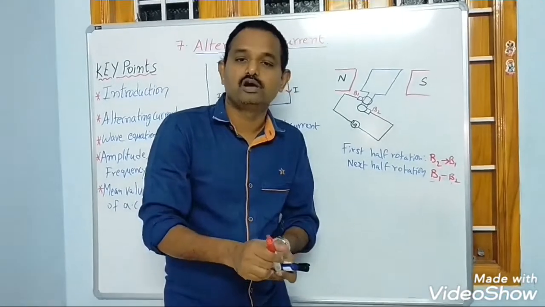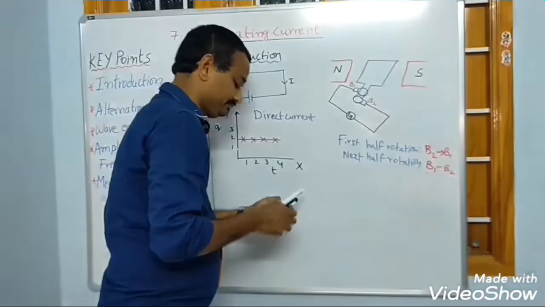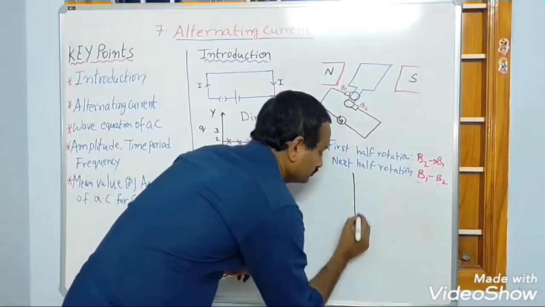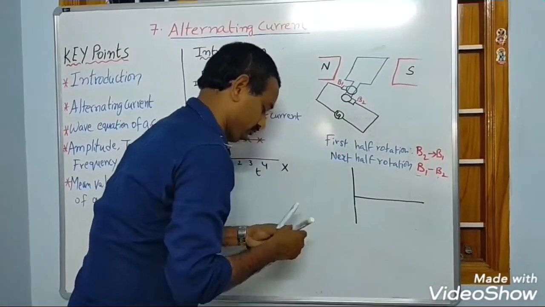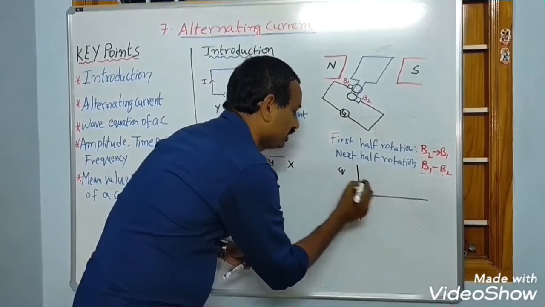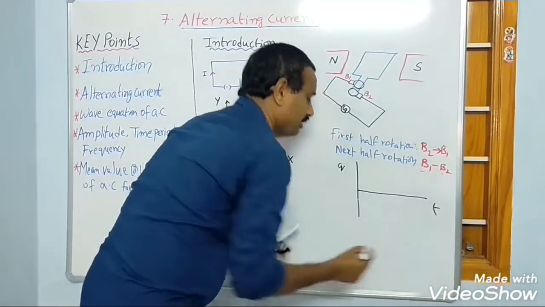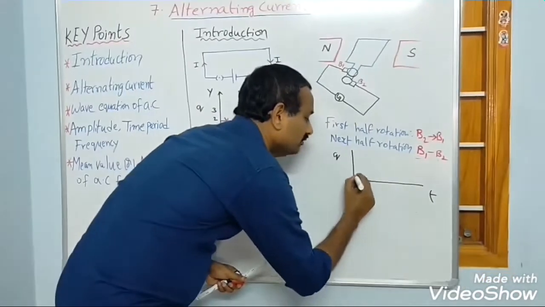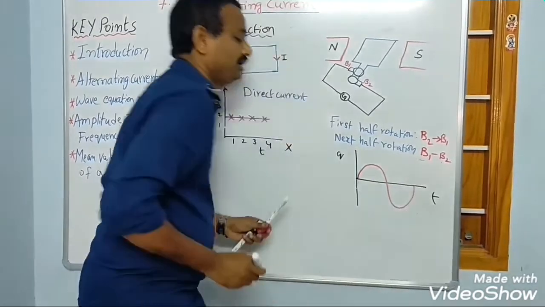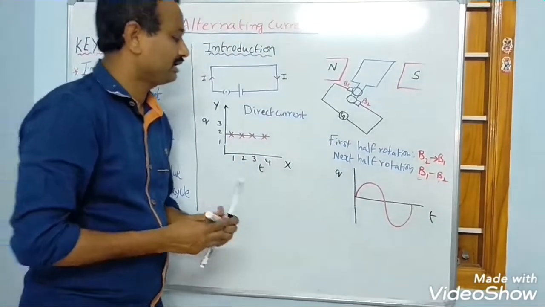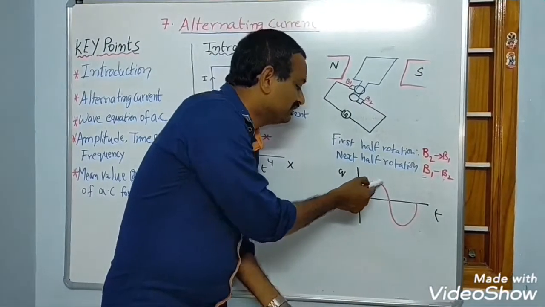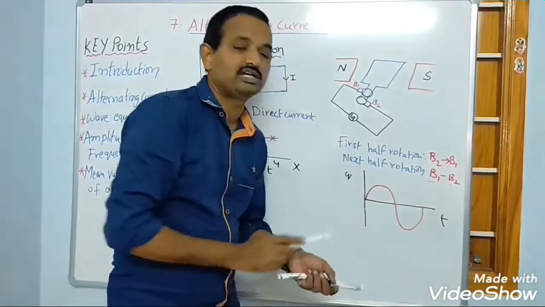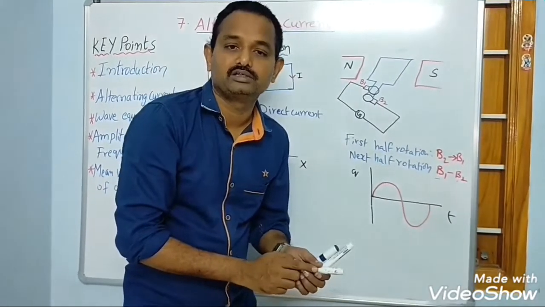If I draw the graph, how will I get it? Look at here. Here I am taking Q along the y-axis, time along the x-axis. So here I will get a graph like this. Okay, students, if you observe the graph, its direction and magnitude both are changing. Such type of current is called alternating current.